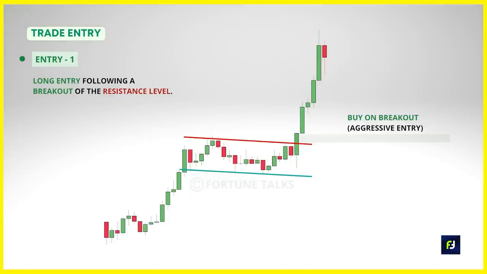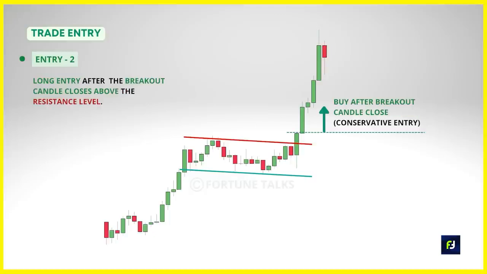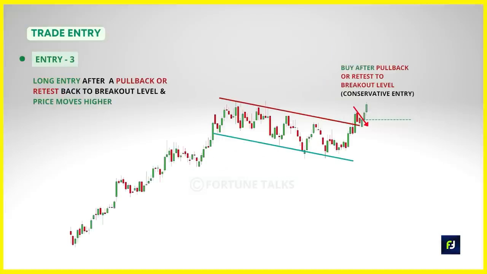That is, you can enter at the moment when the price breaks above the resistance trend line, or you can look to buy above the high price of the breakout candle after it closes. The second method is to wait for a pullback or a retest back to the breakout level and then take a long entry when the price moves higher or when the price moves above the breakout candle high.